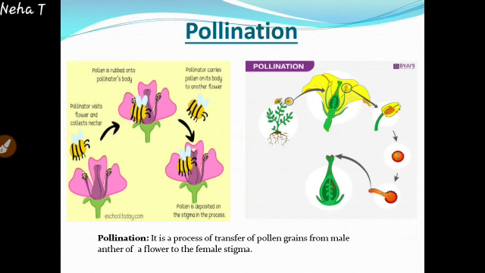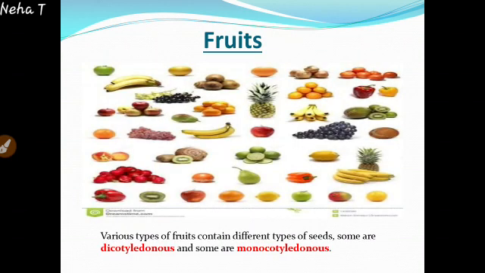In the next picture, we can see how pollen grains fuse with the stigma and egg is formed in the ovary. Thus, fertilization takes place and fruit is formed as a result of it. Thus, we get sweet, delicious, tempting fruits to eat. Look at the wide range of fruits. These are full of vitamins, minerals and all other essential nutrients needed by our body. Various types of fruits contain different types of seeds. Some are dicotyledonous and some are monocotyledonous.